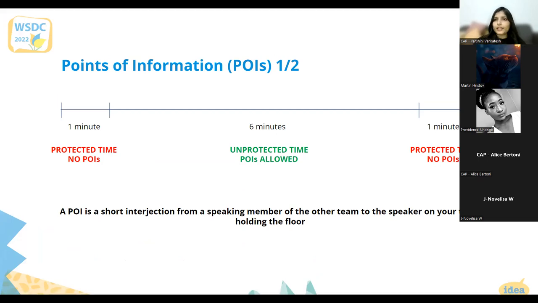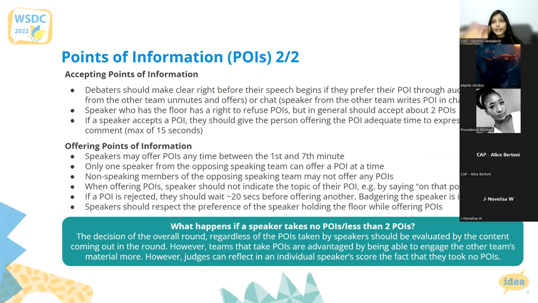As we know, a POI is a short interjection from a speaking member of the team that is not currently speaking or holding the floor. So if I am first prop and I'm speaking, one of the speaking members from opposition can raise a point of information. Very quickly, this is relevant to judging.